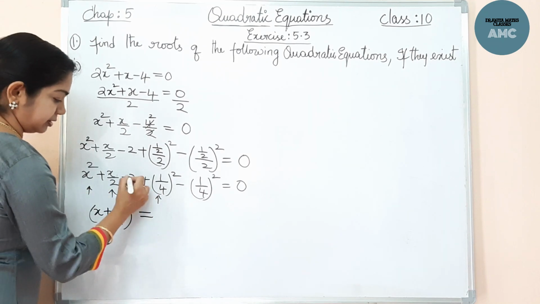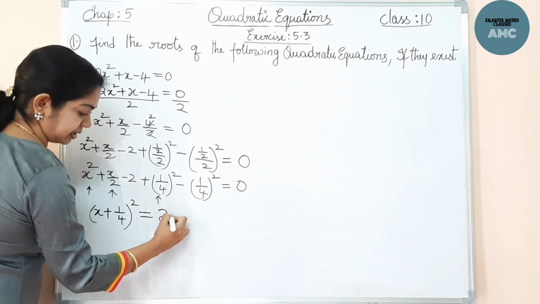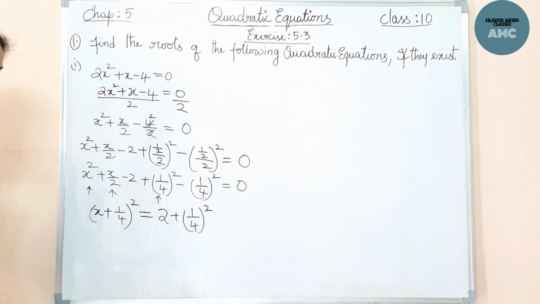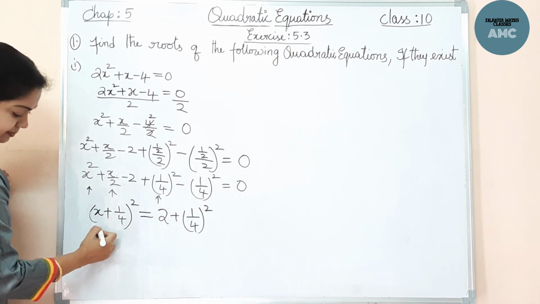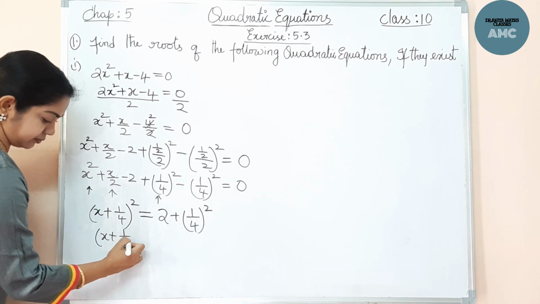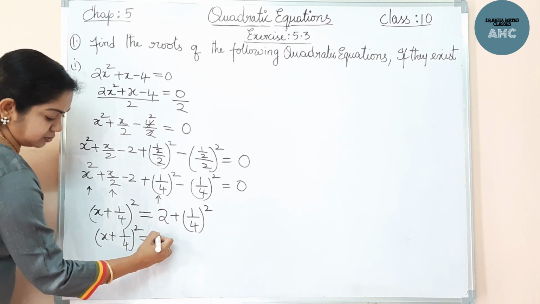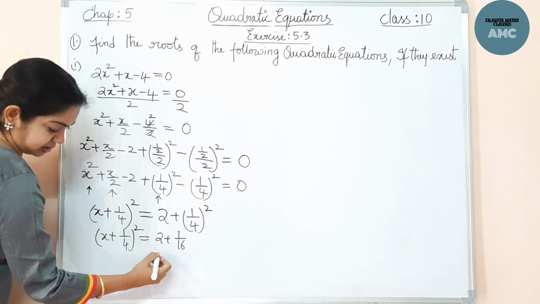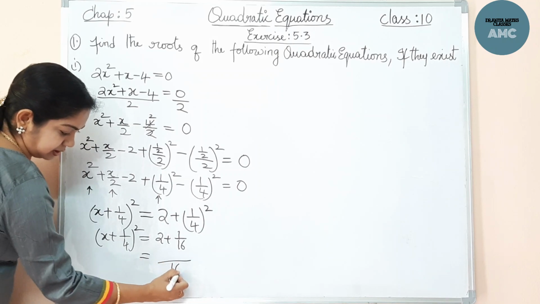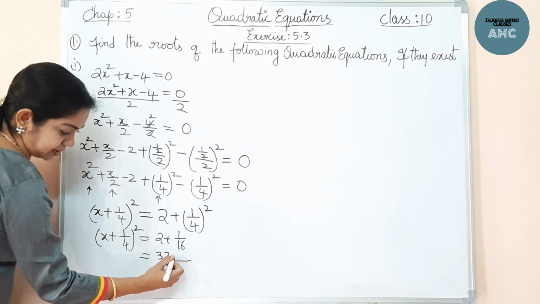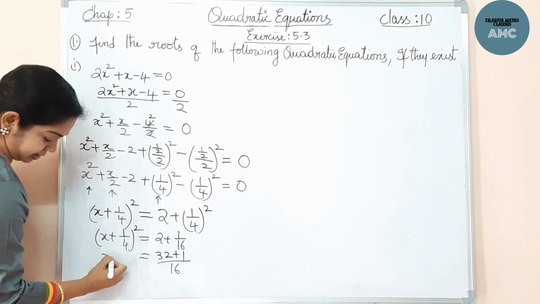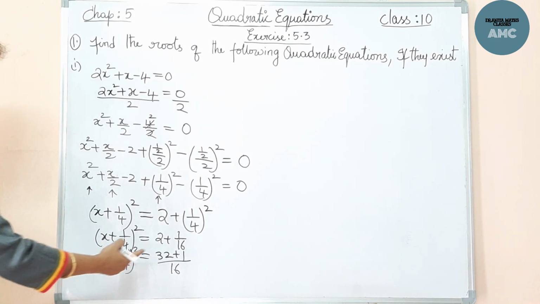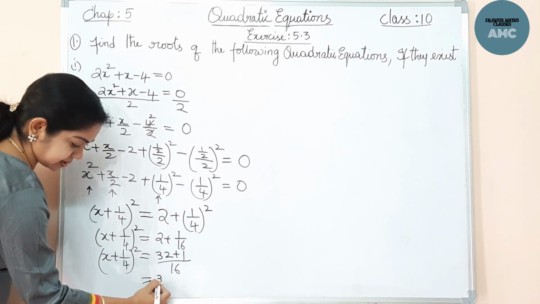Now, shift this to the other side. You have to change the signs. Right. Here, it comes to x plus 1 by 4 whole square equals 2 plus 1 by 16. 1 square, 4 square, 16. Now, take the LCM here, 16. So, it comes to 32 plus 1, right? x plus 1 by 4 whole square, that means 33 by 16.